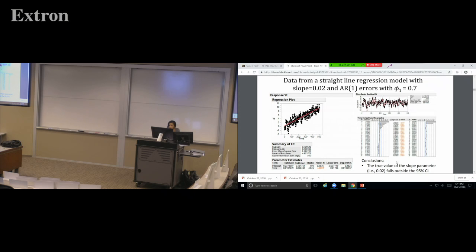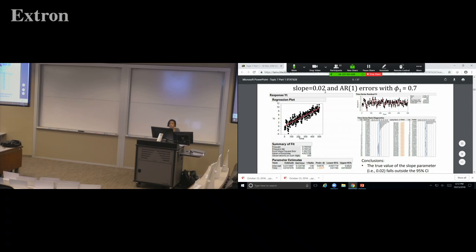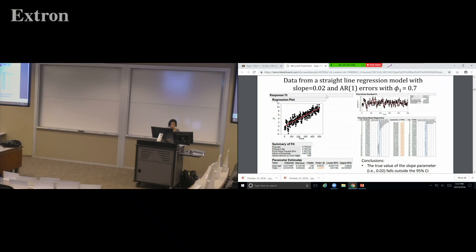We're able to see that the true value of the slope parameter, the estimate comes out to be 0.0187, etc. You think, oh, that's really close to the slope of 0.02 that we used to create the data, but if you check the lower and upper confidence intervals, you'll see that 0.02 does not even lie within this confidence interval range.